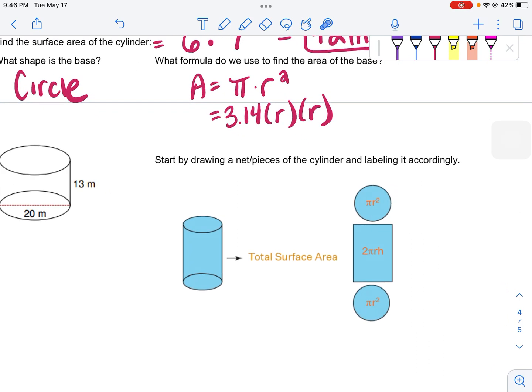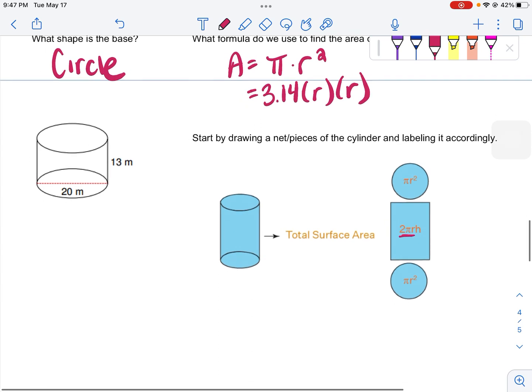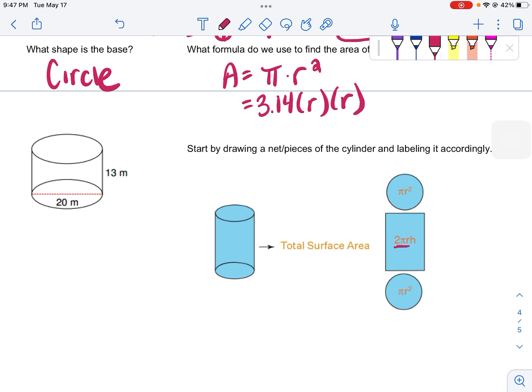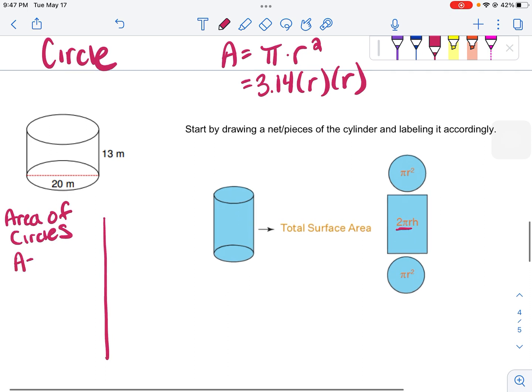So here's the two area formulas that we use for surface area. We find the area of the circle pieces by doing pi r squared, and then there's two circles. And then we find the area of the rectangle piece by taking the circumference times the height of the cylinder. So let's work on that. So first we're going to do the area of the circles. And so we need to do pi times r squared.